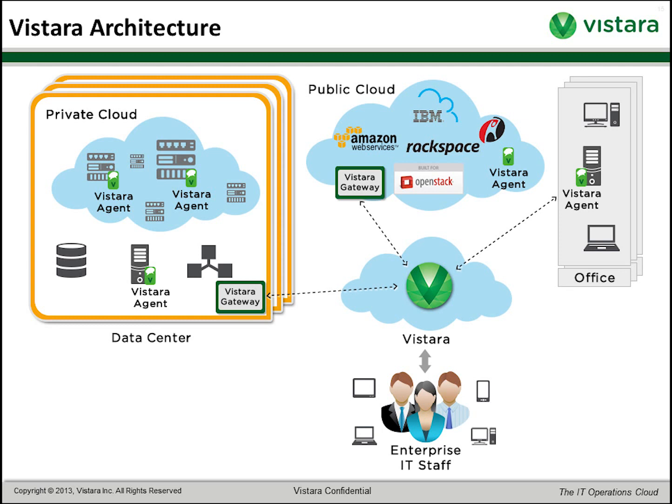There's a couple other ways. Vistara does allow for management of infrastructure in external private cloud or public cloud, things like OpenStack or Amazon Web Services. So you can provision and then monitor and even have an agent installed in servers that are out there in Amazon or Rackspace and get the same management as you have for your data center.